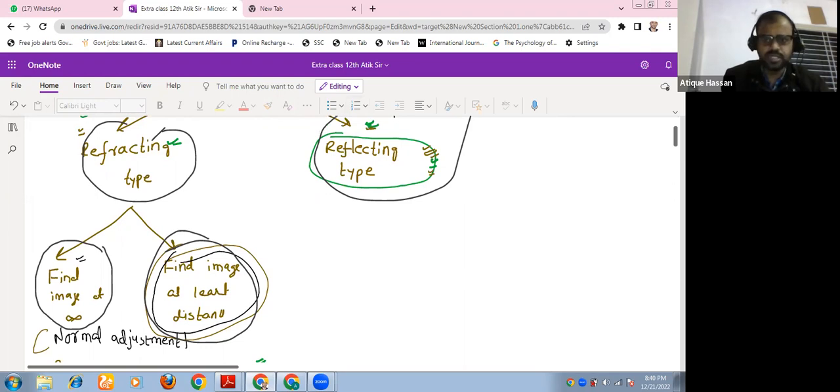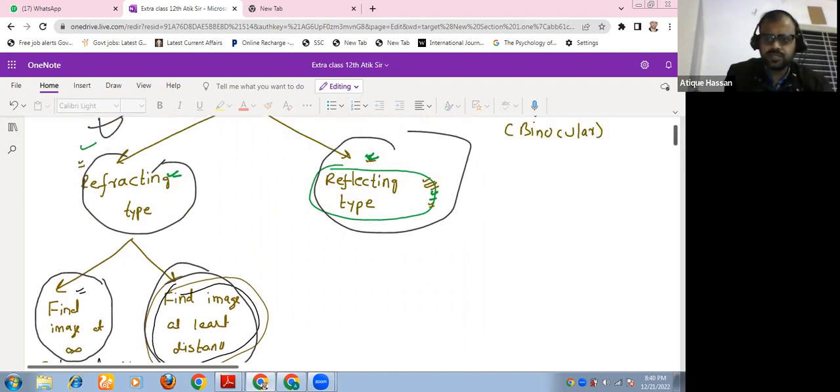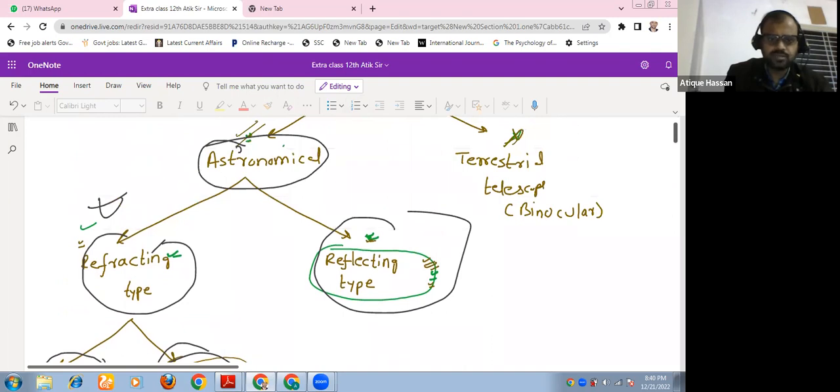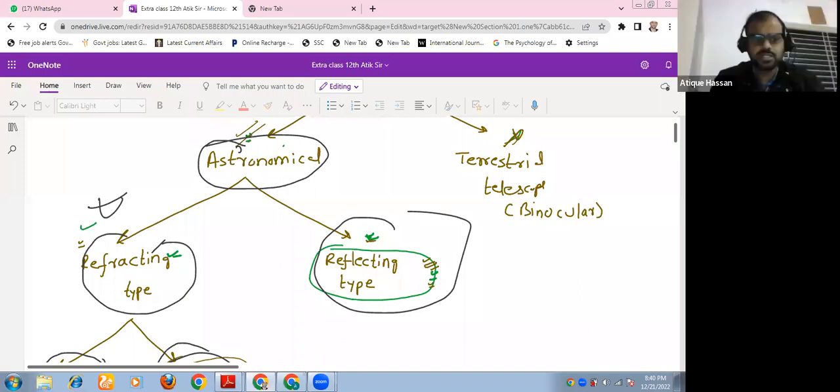Any doubt till now? I think this is the definition part. All of you clear with the categories of telescope? Generally we will study the astronomical telescope, and in this we will be focusing on the refracting type. Got it?